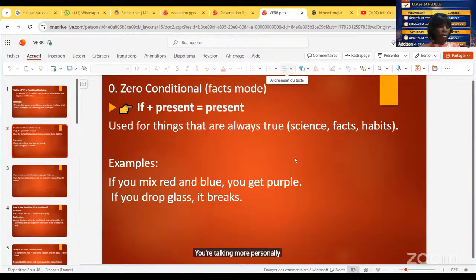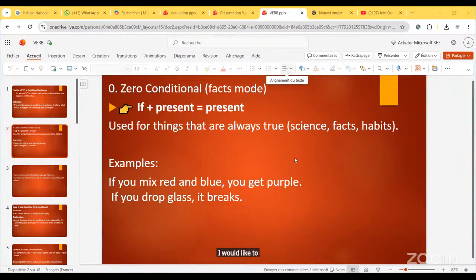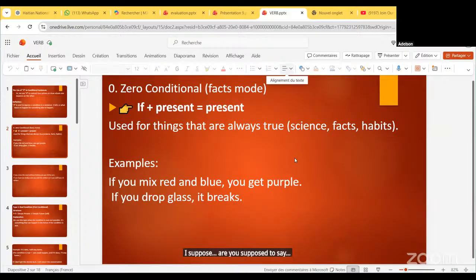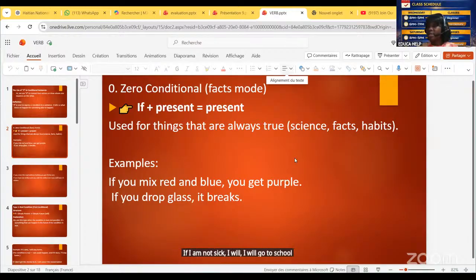I was supposed to say, if I am not sick, I go to school. Or, if I am not sick, I go to school. You can say that too.